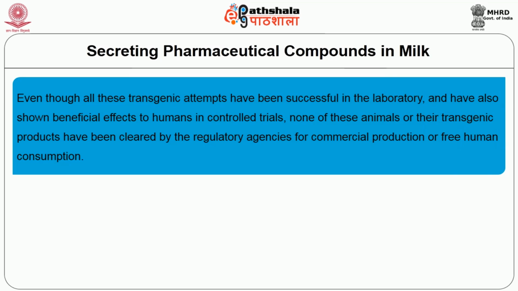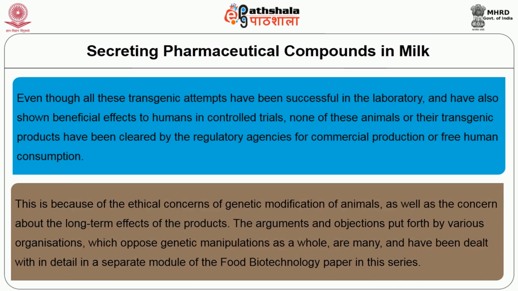Even though all these transgenic attempts have been successful in the laboratory and have also shown beneficial effects to humans in controlled trials, none of these animals or their transgenic products have been cleared by the regulatory agencies for commercial production or free human consumption. This is because of the ethical concerns of genetic modifications of animals as well as the concern about the long-term effects of these products. The arguments and objections put forth by various organizations which oppose genetic manipulations as a whole are many, and have been dealt with in detail in a separate module of the Food Biotechnology paper in this series.